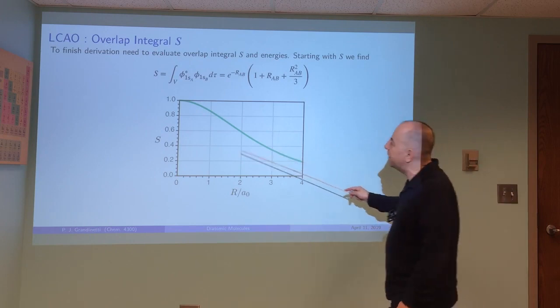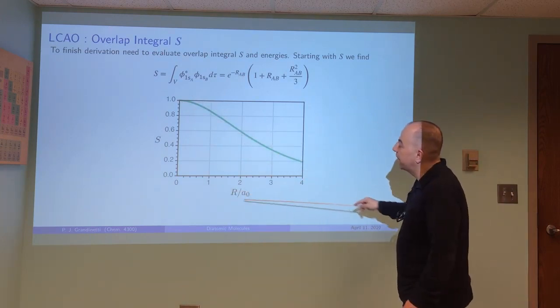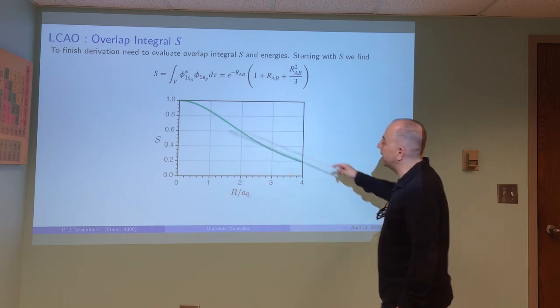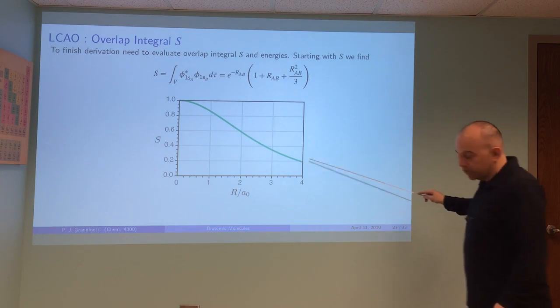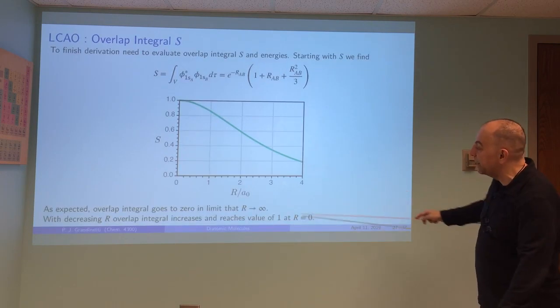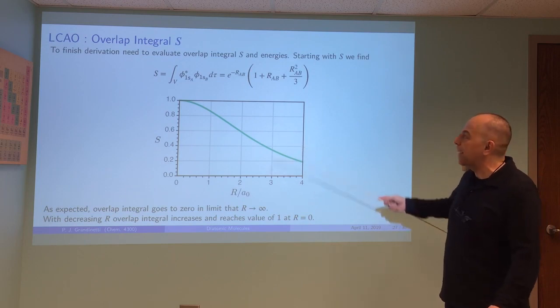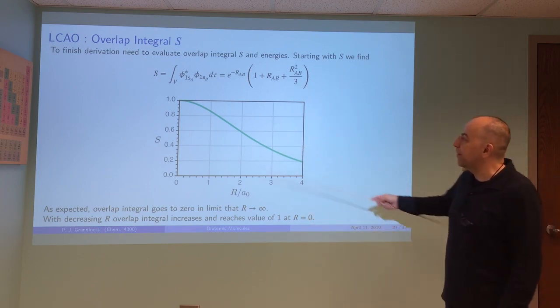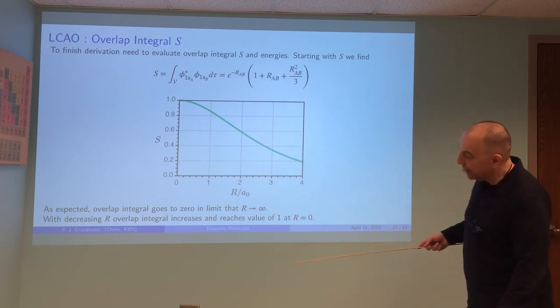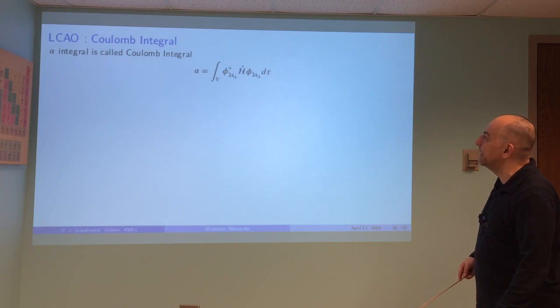If I plotted that, you get the overlap integral as a function of r in terms of Bohr radii. And you see that it just drops down, as you might expect, because as you get far away, in the limit that you go infinitely far away, there should be zero overlap. So that integral goes to zero. And of course, when you go to r equals 0, then you have maximum overlap, and that's when the integral goes to 1. So that behaves in a way that makes sense.